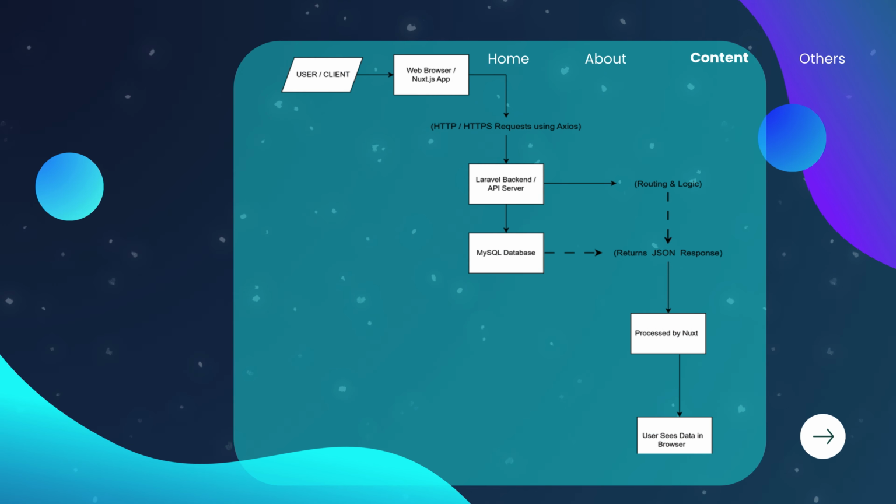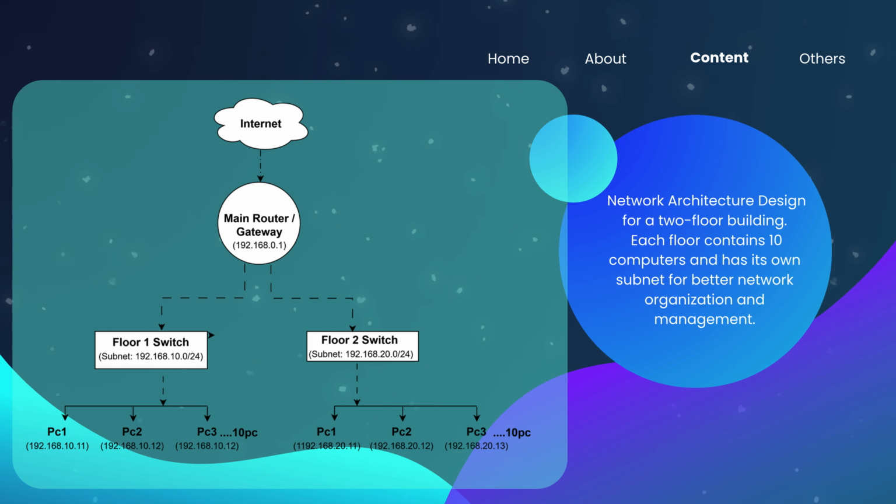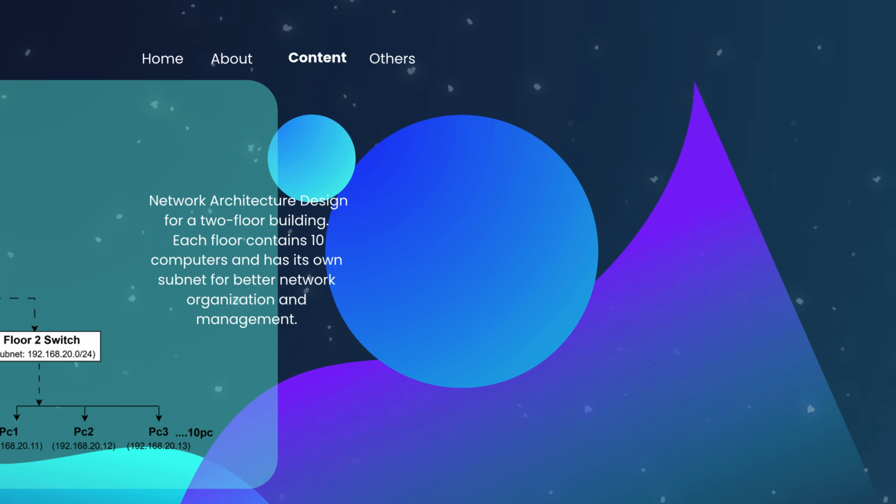To summarize, in part 1, I presented how my web application system handles data flow from the user to the backend and database. In part 2, I showed how my network design connects multiple devices and floors using separate subnets for better efficiency. Together, this demonstrates how software systems and network infrastructure work hand in hand, from how users interact with web applications to how data travels through connected networks.